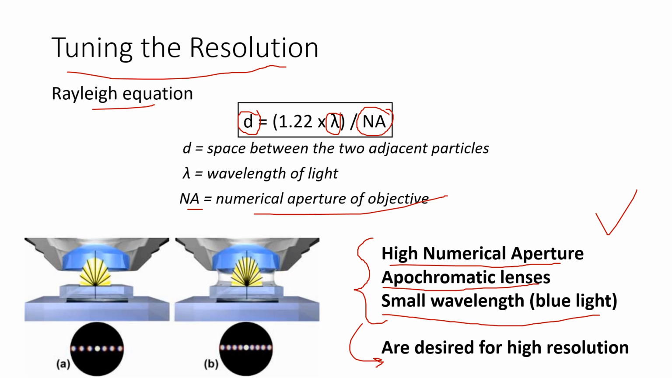So apochromatic lenses, what are apochromatic lenses? These are aberration corrected lenses. They have an array of lenses in the objective, and they are very expensive, and basically the chromatic aberrations are corrected in these types of lenses.